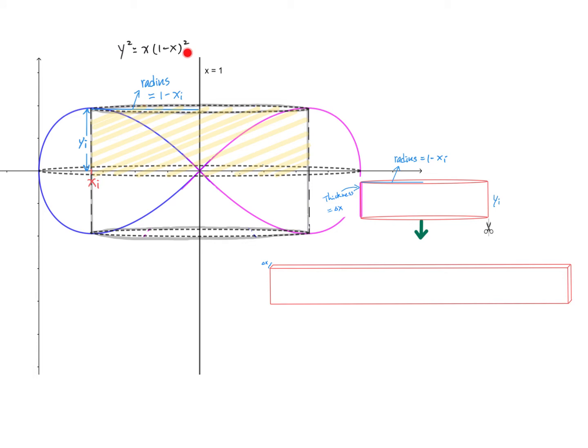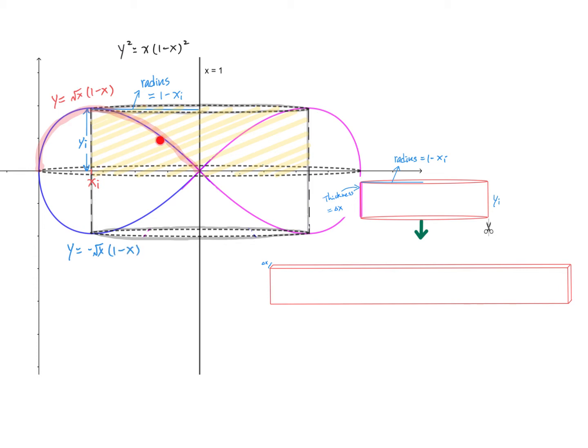This is the equation of the curve provided by the question. And this curve actually consists of two parts. The first one is the value of y being positive, and the second one is the value of y being negative. The equation of the positive part should be y = root x times (1 - x), and the equation of the negative part, which is not being highlighted, is y = negative root x times (1 - x).